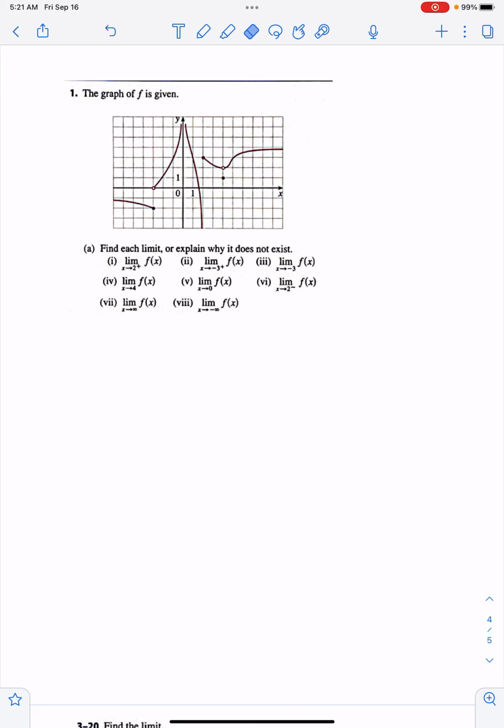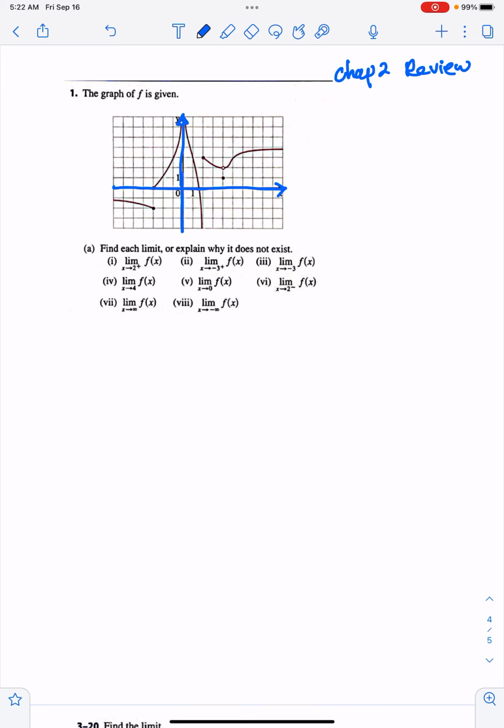Okay, here is chapter 2 review. Worksheet. The graph of f is given. So this is the graph, and I'm going to make the highlights of what the x-axis and y-axis are. So that's going to help me to identify the things better.